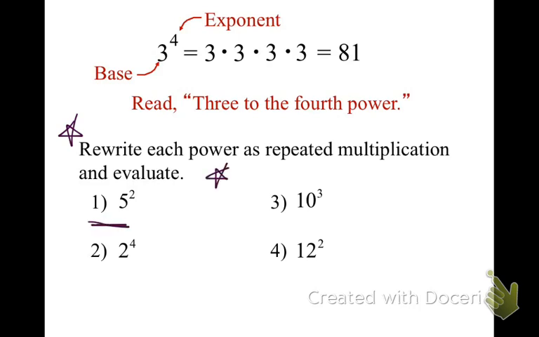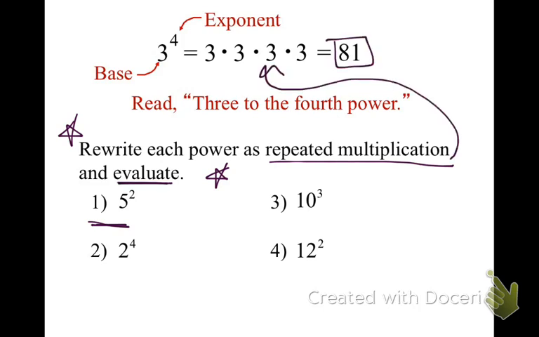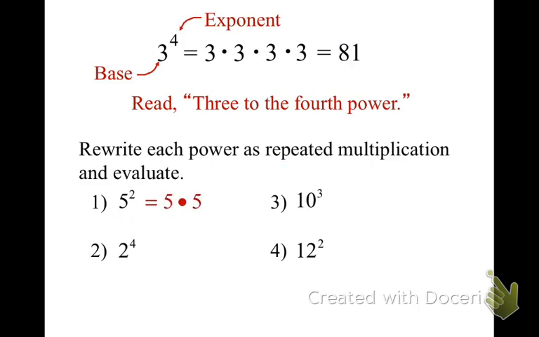So I need to write down the directions. And we're going to try to solve number 1. So we have to rewrite each power as repeated multiplication, like how I rewrote it up here. Then you need to evaluate it, give me an answer. So we're dealing just with 5 to the 2nd power. What is the answer going to be? Well, you should have noticed, this is 5 to the 2nd power.